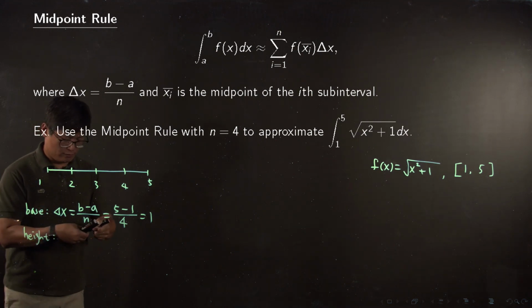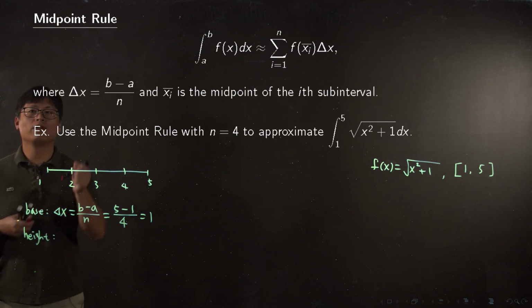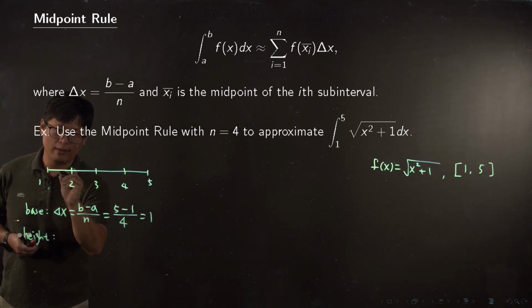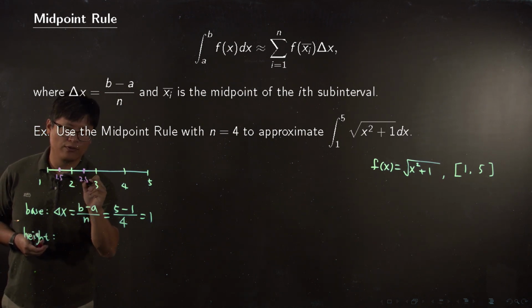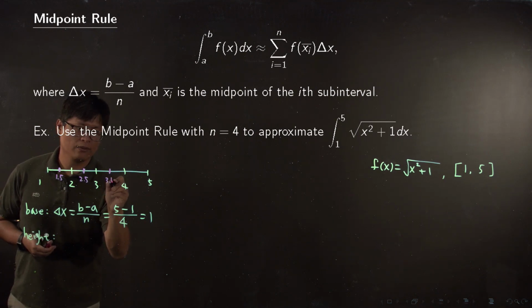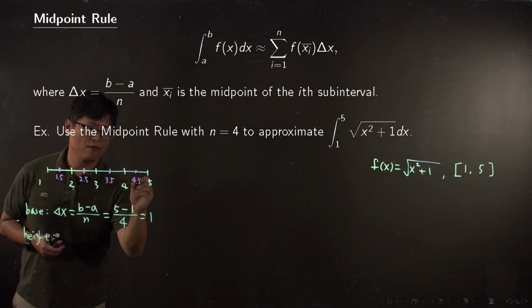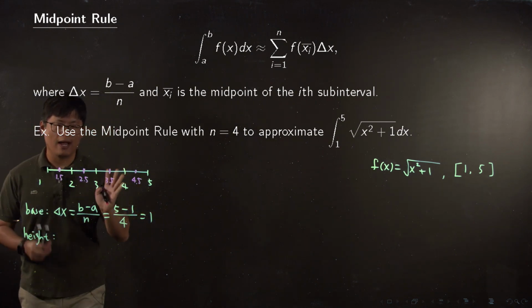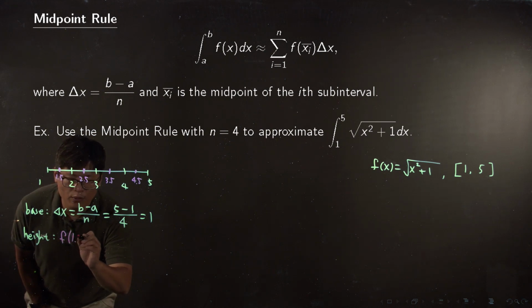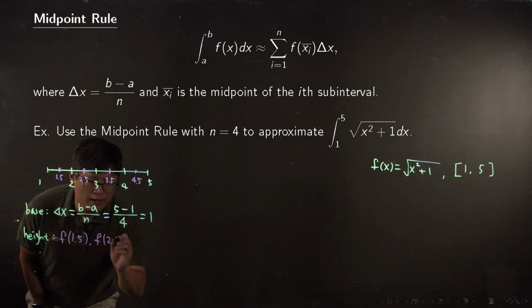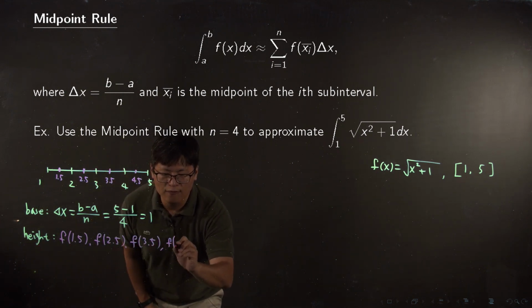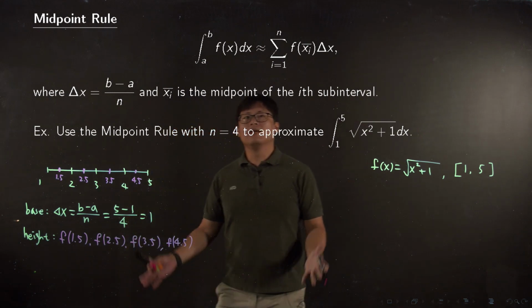Height for each rectangle? As I told you, we're going to use the midpoint for the sample point. I'm talking about the midpoint between 1 and 2, this point, 1.5, then 2.5, 3.5, and 4.5. The function values at these 4 points will be the height of each rectangle: f of 1.5, f of 2.5, f of 3.5, and f of 4.5. Now we are ready.